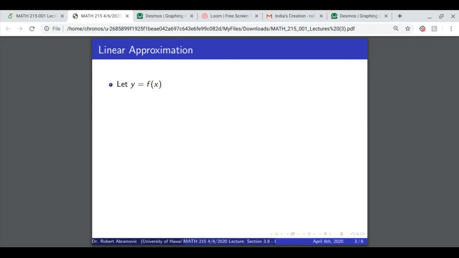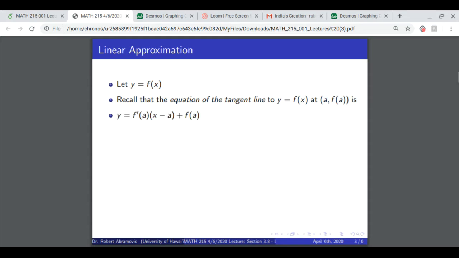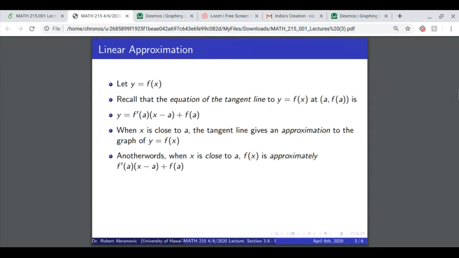For linear approximation, you start with the function f of x. Recall that the equation of the tangent line to y is equal to f of x at the point a comma f of a is the following. y is equal to f prime of a times x minus a plus f of a. When x is close to a, the tangent line gives an approximation to the graph of y is equal to f of x. In other words, when x is close to a, f of x is approximately f prime of a times x minus a plus f of a.